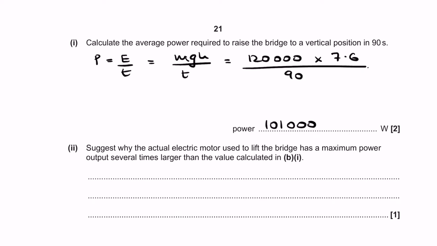Suggest why the actual electric motor used to lift the bridge has a maximum power output several times larger than that calculated in part BI. Well, that is because the motor may not be 100% efficient.